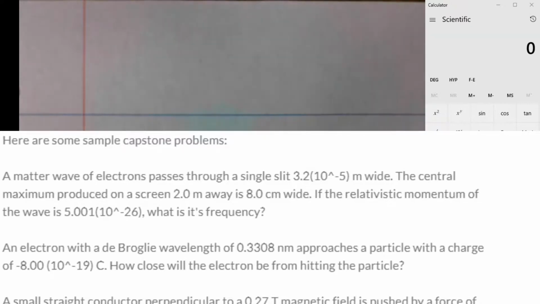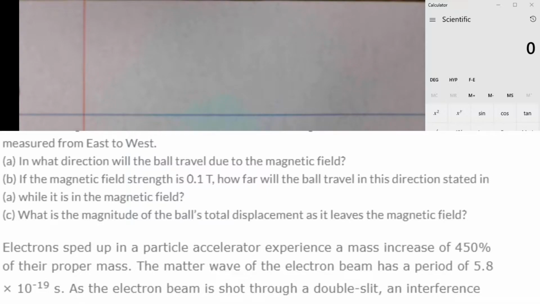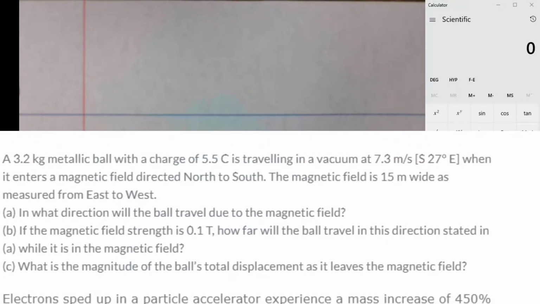I have 5 sample problems posted on the course, and I'll pick one of these to do. Okay, so I'll do this one here, the one that's a 3.2 kilogram metallic ball. I have used this one in the past on an exam. It's a rather long question. This was actually a culminating task problem. So you won't get something this large, but this is still something that's doable. So let's try to solve this.